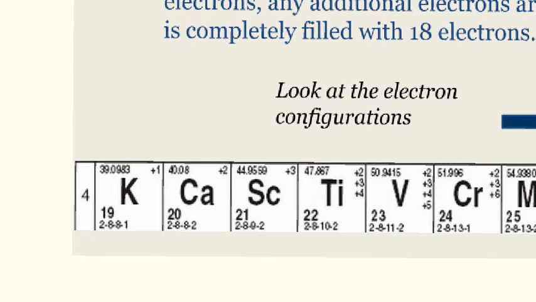Calcium has the same thing. Full, full, temporarily held at 8, and 2 electrons in the 4th shell. Now look carefully at what happens to scandium. That third number is starting to get bigger. The 3rd shell we're starting to fill with electrons.